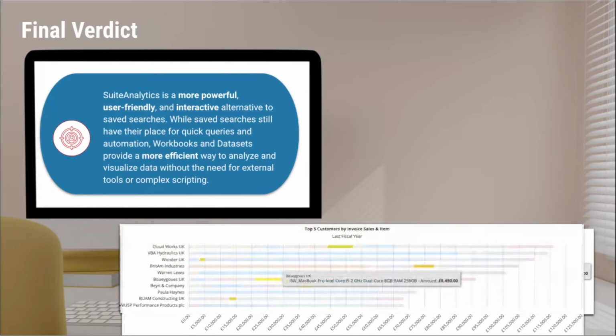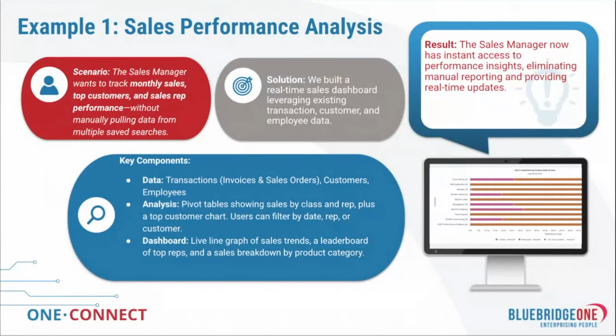Okay, so I was thinking of also going through a couple of use cases and real life examples. We'll start with the first one. The scenario would be a sales manager wants to track monthly sales, top customers, and sales rep performance without manually pulling data from multiple Saved Searches.